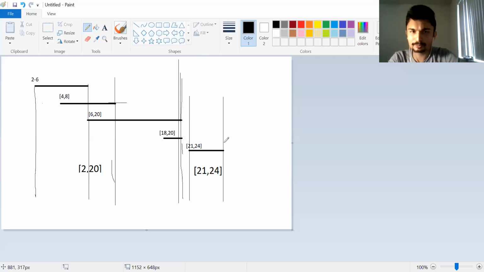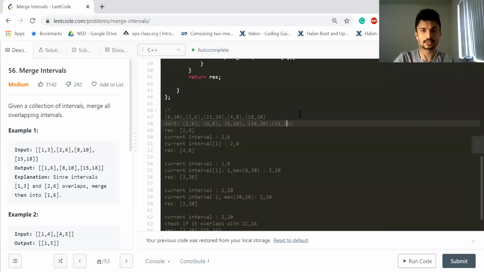So I just push back into my result 21 comma 24 and I return this output. Okay, so that's the logic out here. Now if I go back to the LeetCode page, we are coming here again. So what did we really do? We went there, we visualized how it will work, and now we want to convert it into the code form.